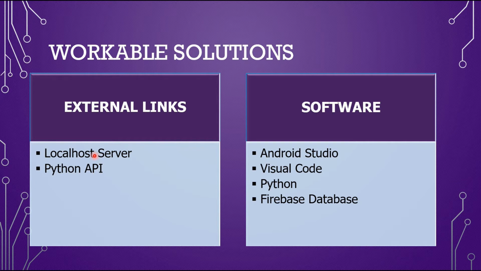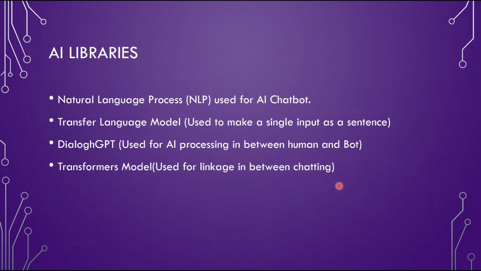For example, human being will say, "How is the weather?" So, this input is sent to the Python API, and then Python API is placed at localhost, and localhost will respond as an output like the weather is very cloudy. So, this is a response that's shown in the Android Studio application, means the application. So these are the software external links, the combination.